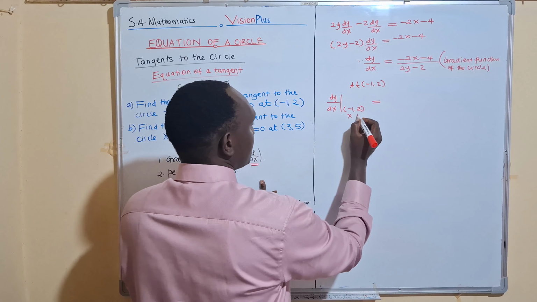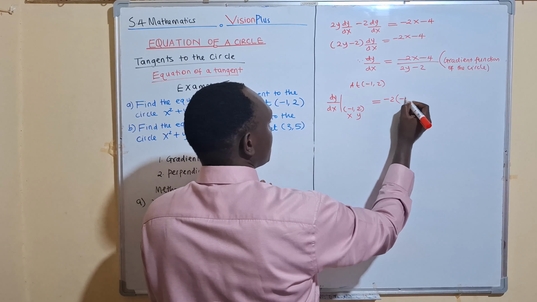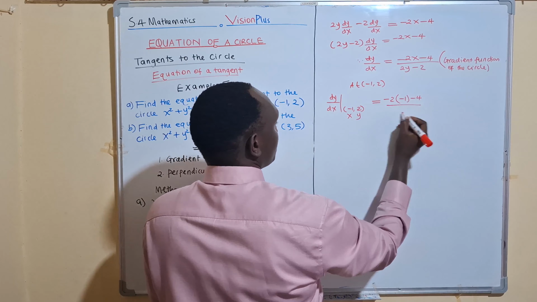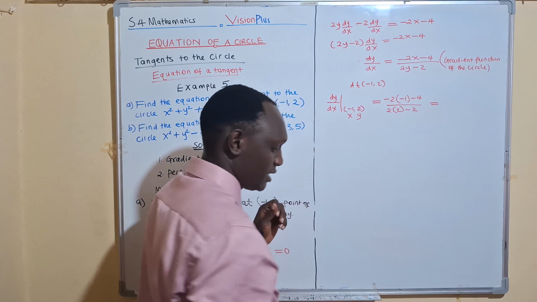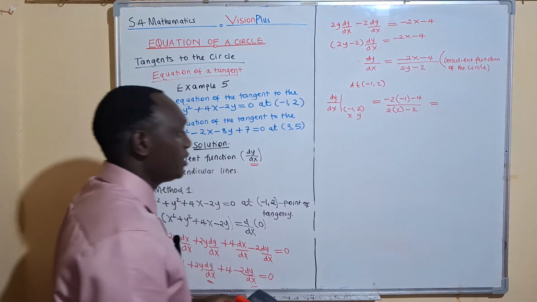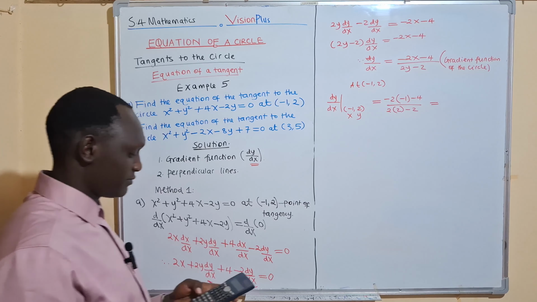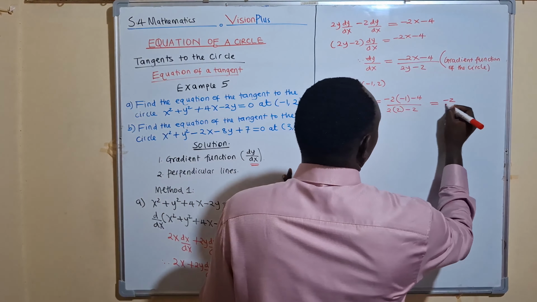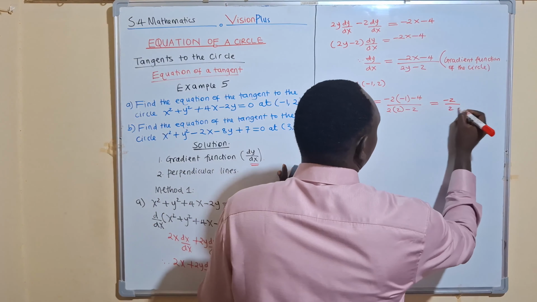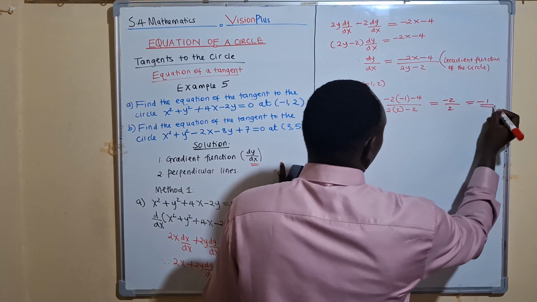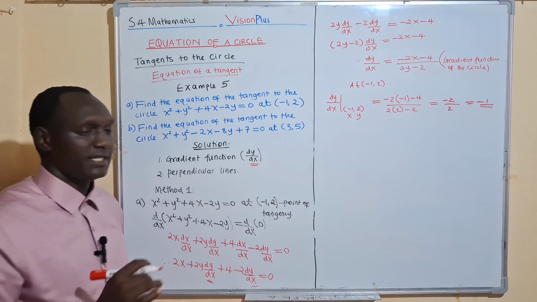This is our x, this is our y. We substitute for them there. That gives us negative 2 times x, which is -1, minus 4, over 2 times y, which is 2, minus 2. Let me press the calculator. Negative 2 times negative 1 minus 4, I'm getting here negative 2 over 2 times 2 minus 2. I'm getting 2. Negative 2 divided by 2 is negative 1. So this is the gradient of the circle at the point of tangency.